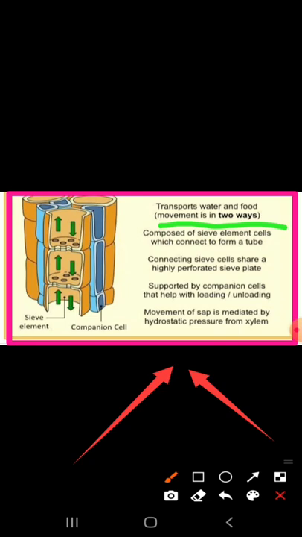First we will talk about sieve cells. Sieve cells are elongated cells with sieve pores. They do not have a nucleus at maturity. They help in the transportation of food that is prepared in the leaves to the other parts of the plant. The second type is phloem fibers. Phloem fibers provide strength to the plant. As xylem fibers provide strength to the plant, phloem fibers also provide strength to the plant.